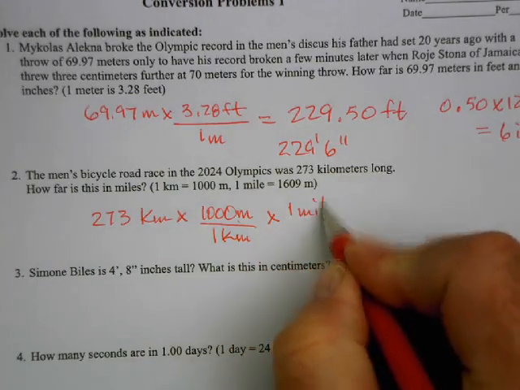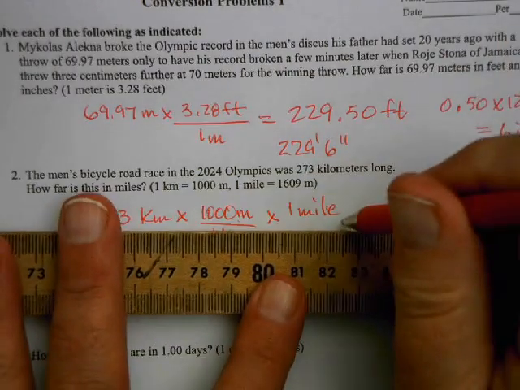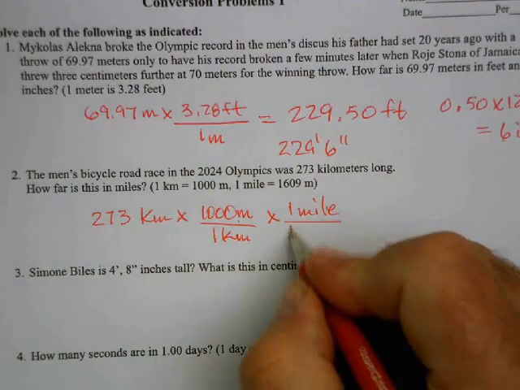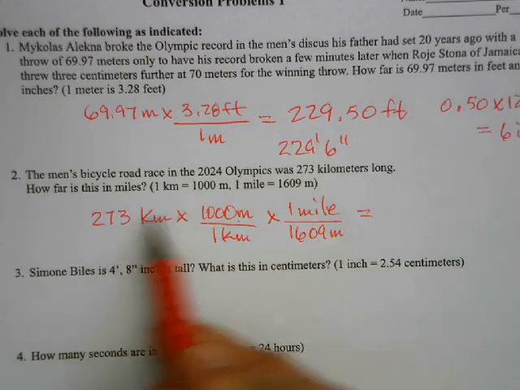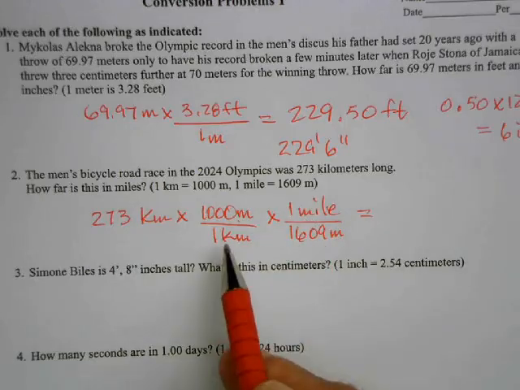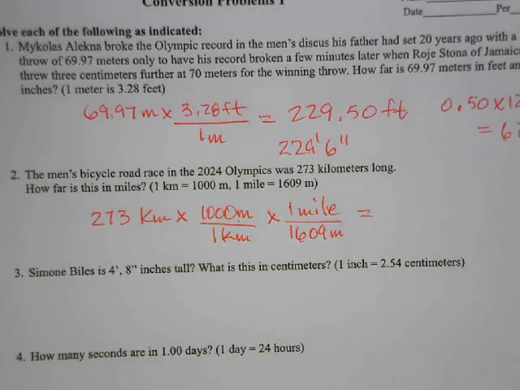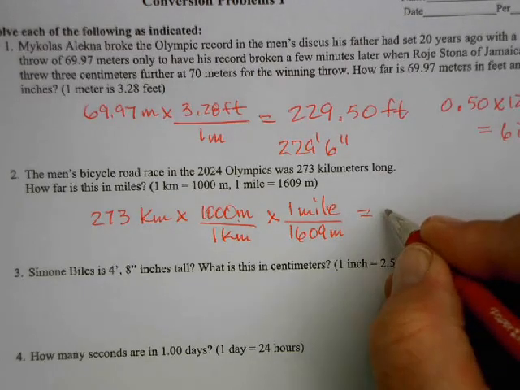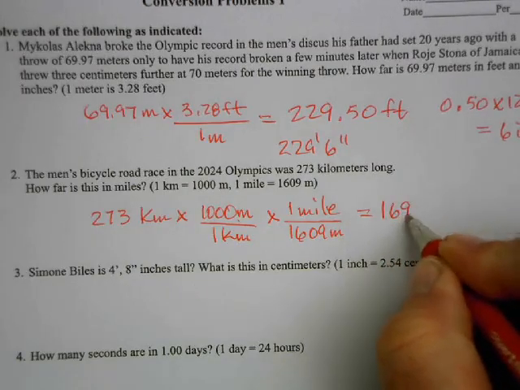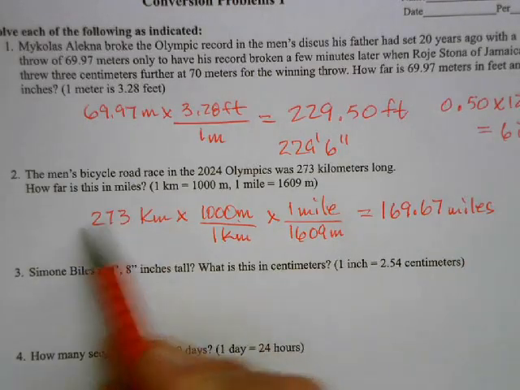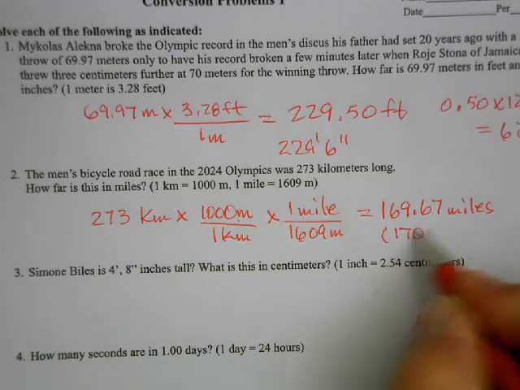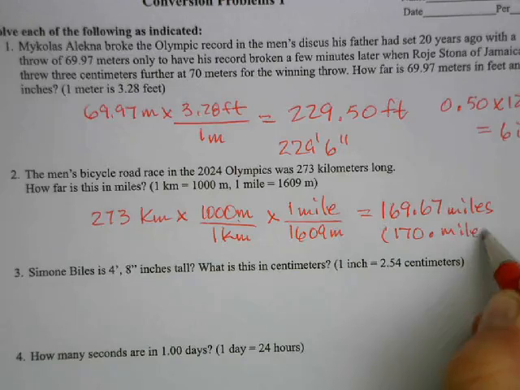1 mile is 1,609 meters. So it's 273 times the 1,000 times 1, divide by 1, divide by 1,609. And basically it comes out 169.67 miles, which, since I only had 3 digits, I would have rounded this to 170 miles.